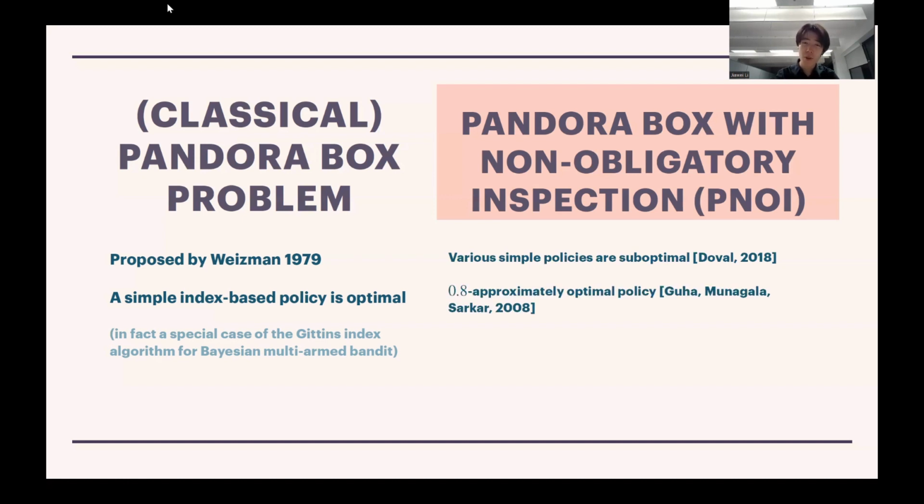The best algorithmic result before our work is by Guha, Munagala, and Sarkar. They gave a 0.8 approximation algorithm, where we mean the algorithm is polynomial time. If you have infinite time, then you can always calculate the optimal policy. The first main result of our work is that computing an optimal policy is actually NP-hard.